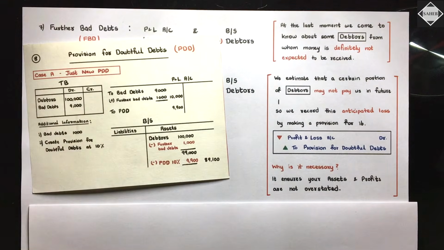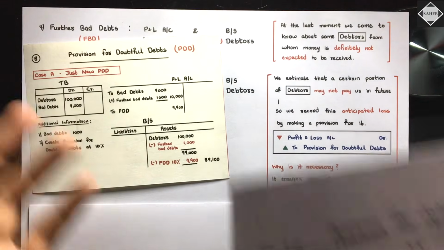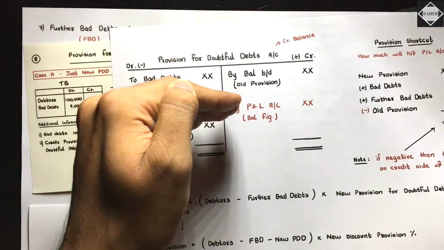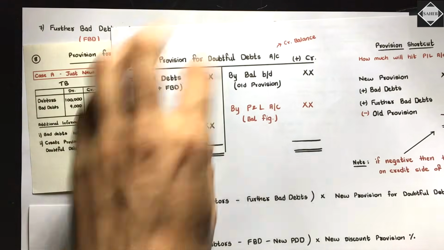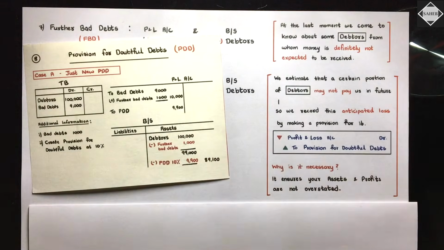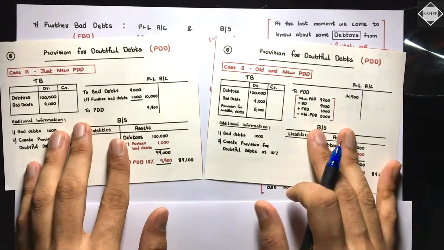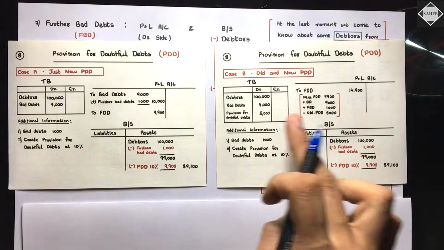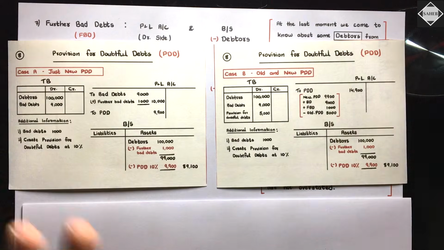When there is old provision, what happens? Bad debts first come into PDD account, in this ledger account. Then one hit goes from over here to P&L. Okay, as we saw in the case B. Yeah, case B. Is that clear? You can take a screenshot if you want to do proper comparison how different it is. Case B, old and new PDD.